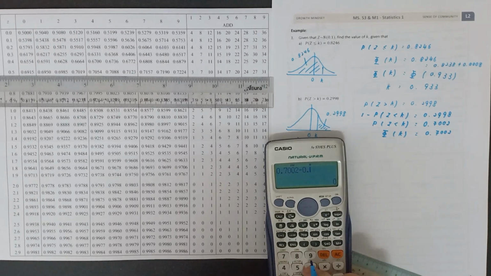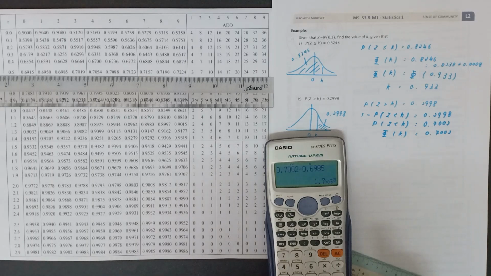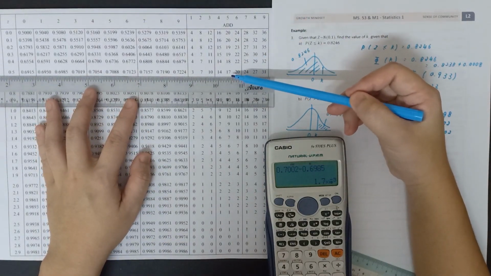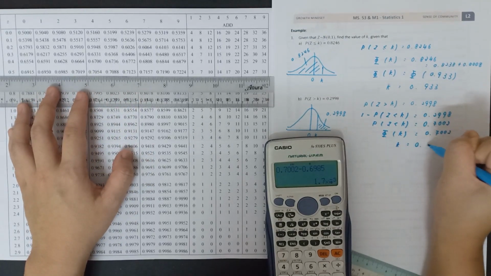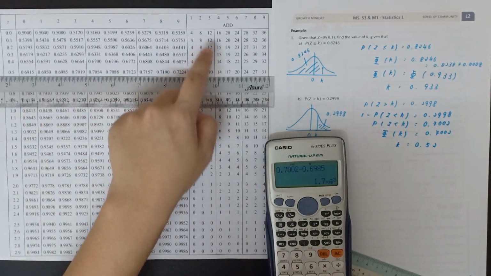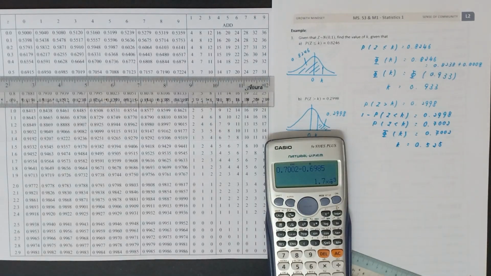0.7002 minus 0.6985. So you need 0.00717. So that's why you are taking the 17 here. Okay, so meaning that your answer will be k equals to 0.525. So same thing, you can use your calculator to check your answer.